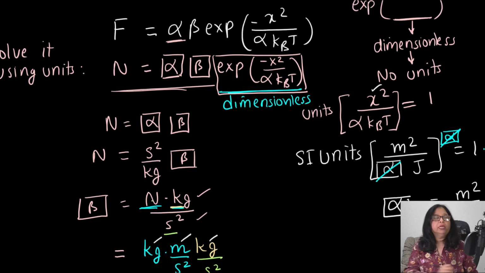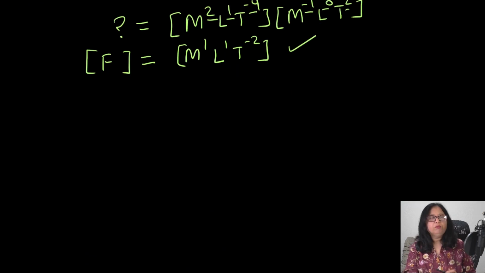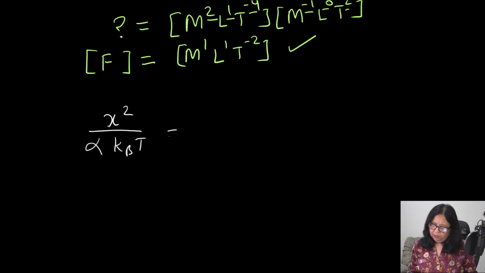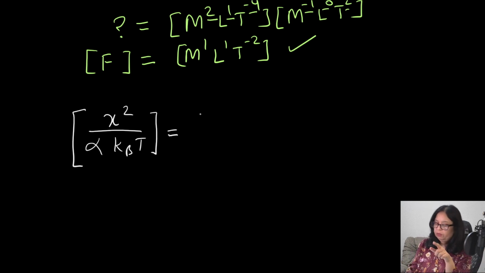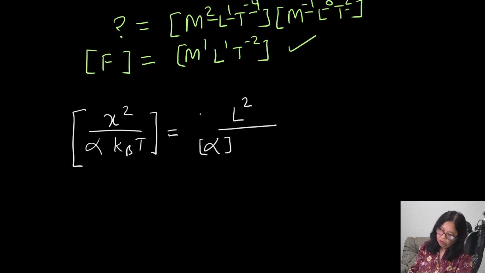If you want to check it further, you can insert this back here: X squared over alpha kBT. Basically, we're going around in circles here, but it's always good to double check your answer if you can. So I'm going to drop out unnecessary L's, T's, M's. You will see what I mean when I solve this problem now. X squared, I'm not going to write M0 here, I'll write just L squared. I'm not going to write T either. Divided by the dimensional formula for alpha, and this kBT is the energy. And energy is M1 L2 T-2.